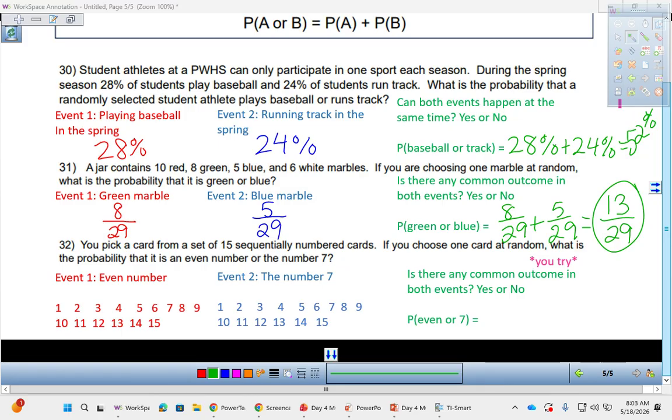So event 1 is an even number, and event 2 is a 7. Those are mutually exclusive because I'm not going to randomly pick a card that's a 7 and also even. Because if it's a 7, it's not even, right? They can't happen at the same time. So see if you can find their probabilities of an even or 7.